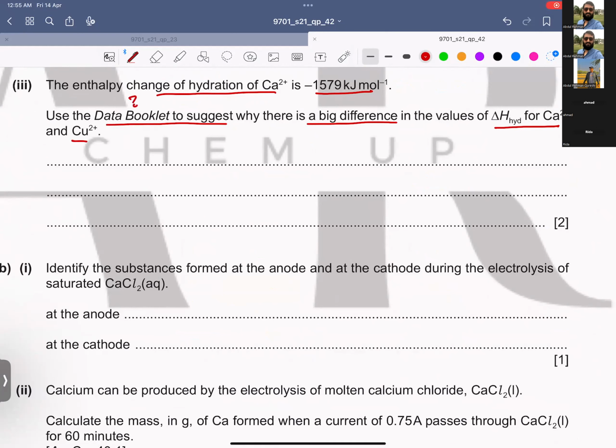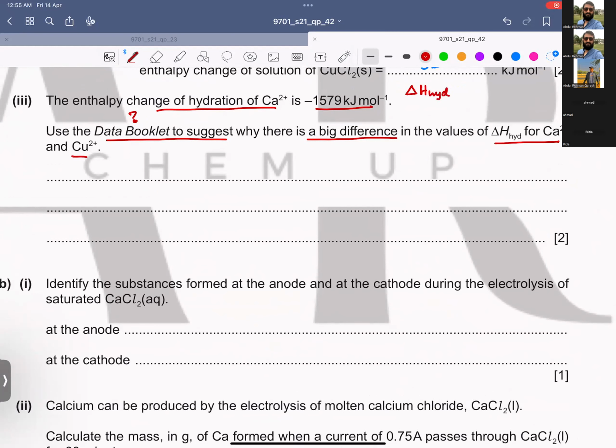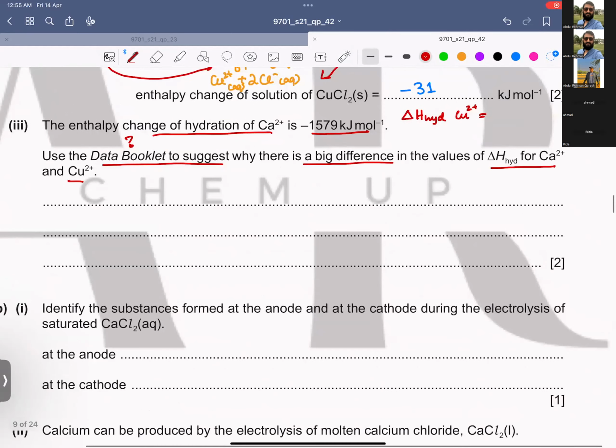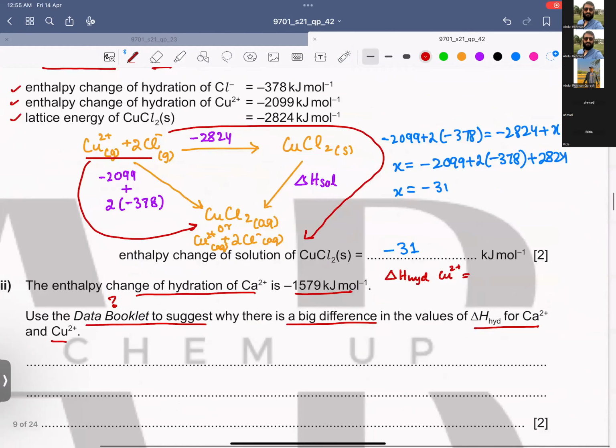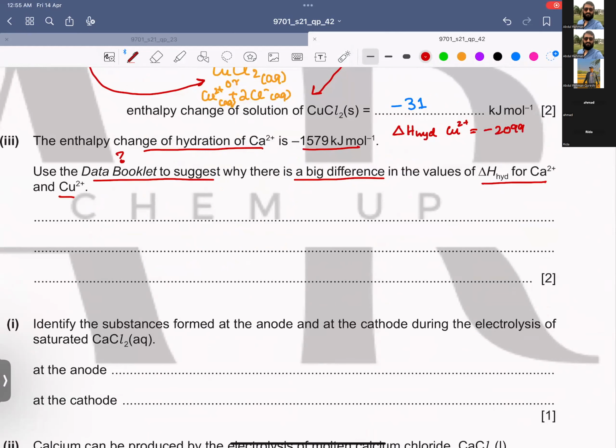Or just think that the enthalpy change of hydration of Cu2 positive is minus 2099 kilojoule per mole, and the enthalpy change of hydration of calcium would be minus 1579 kilojoule per mole. Yes, what could be the reason behind?